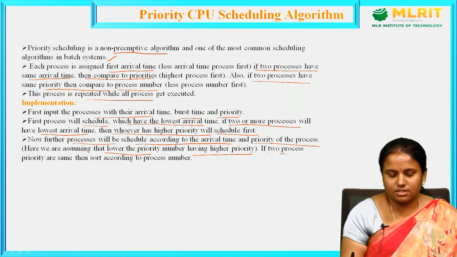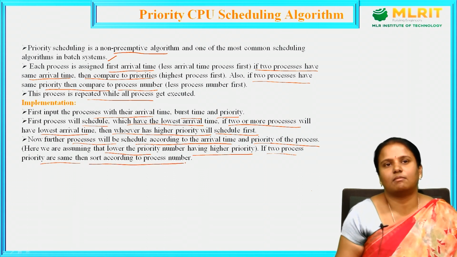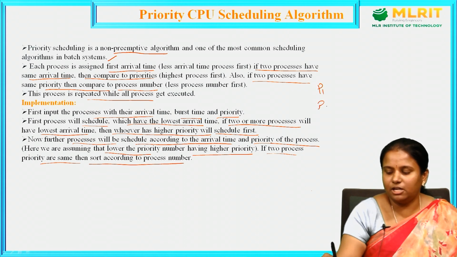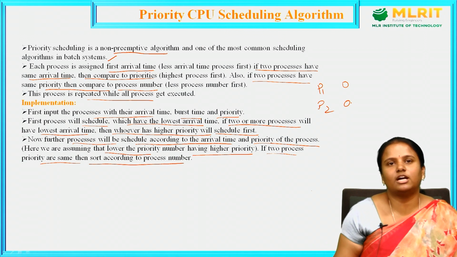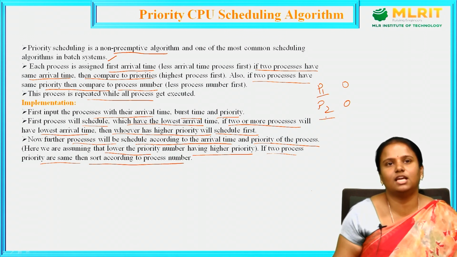If two processes have the same priority, then sort according to the process number. Suppose P1 and P2 have the same priority, 0 and 0. Then you need to compare the process numbers. Between P1 and P2, the least is P1, so we sort according to P1, and P1 will be executed first.